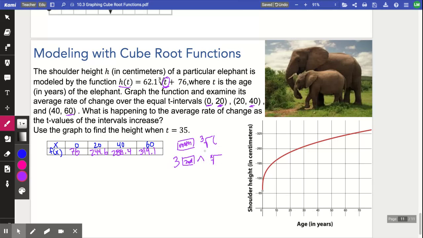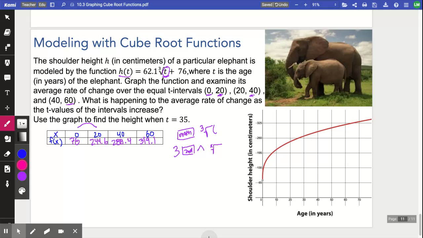All right, so just based off of our graph and just based off this data here, I can see that from 0 to 20 years old, this elephant is growing really, really tall. It's going from 76 centimeter shoulder height to 244. The next 20 years, it's gaining only 44, and so the growth is slowing down. So let's find that average rate of change, okay? Again, average rate of change we're going to do for certain intervals.